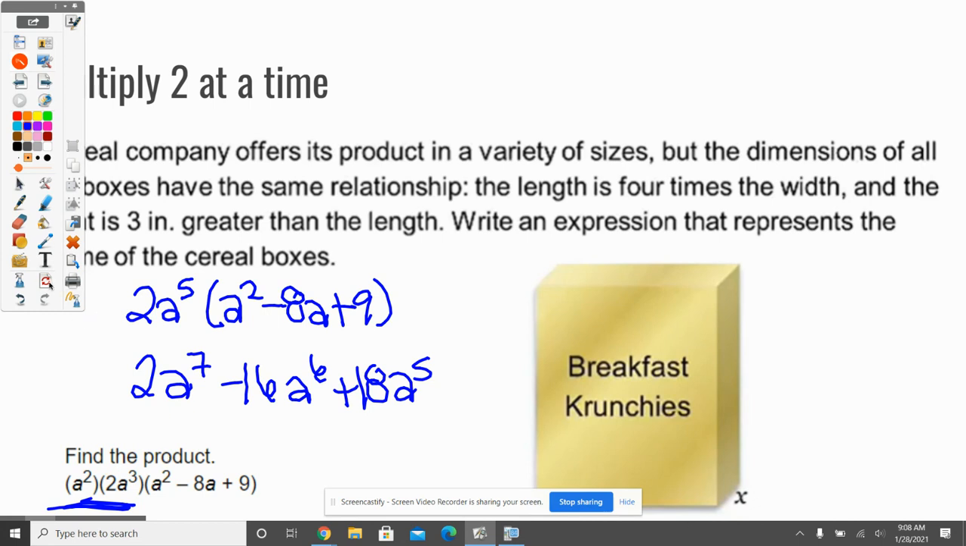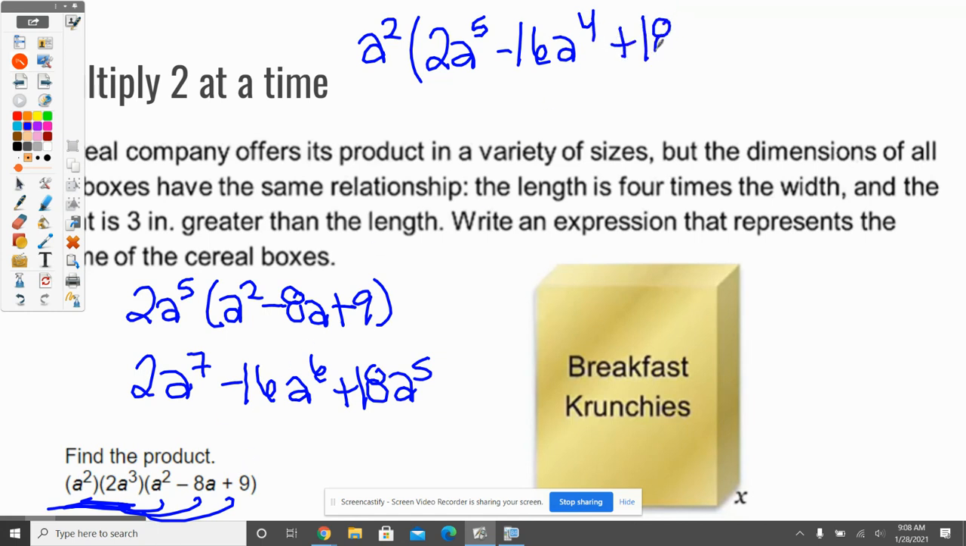So what if you made it more difficult for yourself? And what if you multiplied the back two first? It's fine. If I multiplied the back two first, I would have distributed. I still have the a squared. I would have 2a to the 5th minus 16a to the 4th plus 18a cubed. And now I just have to distribute again. It's just more complicated, and I will get to the same answer.